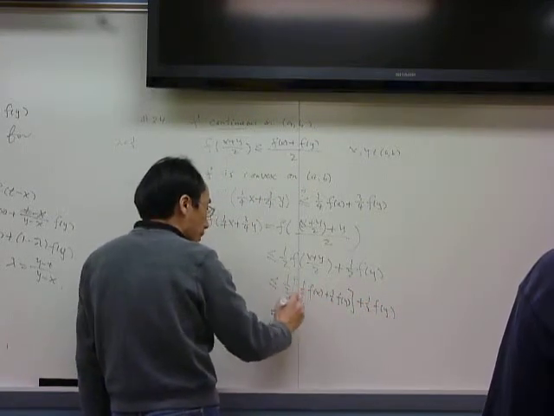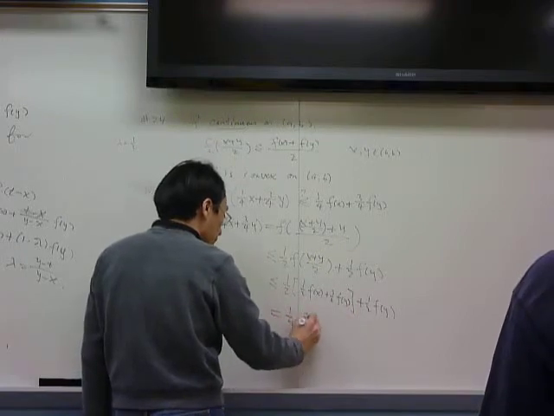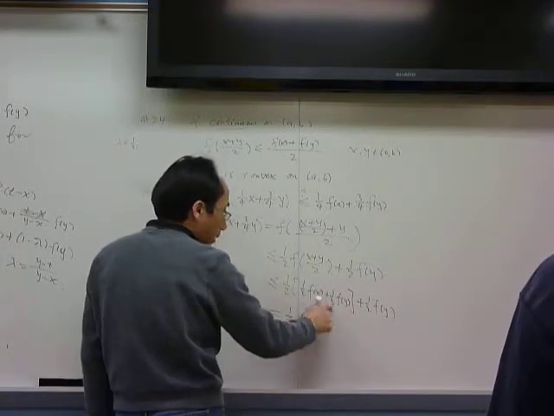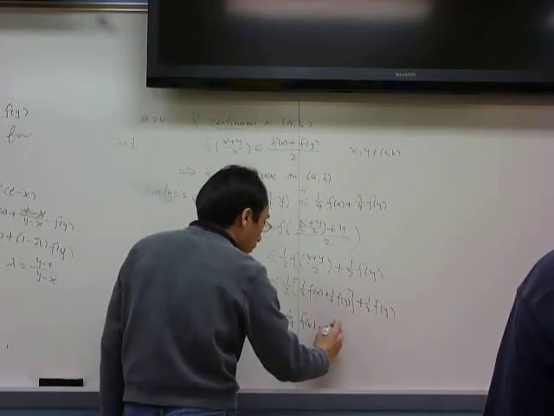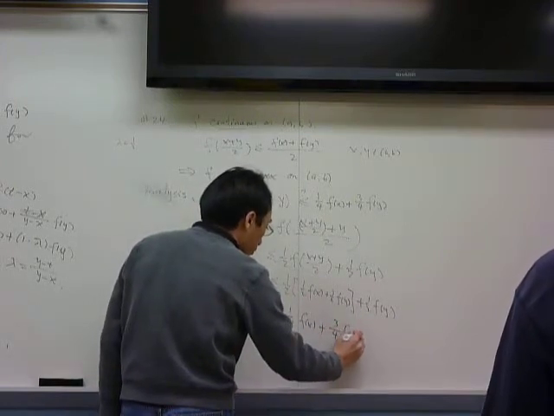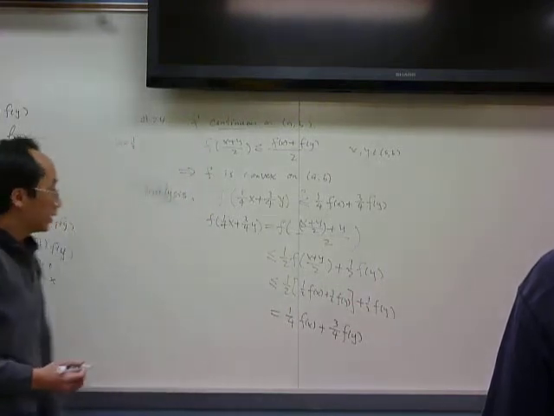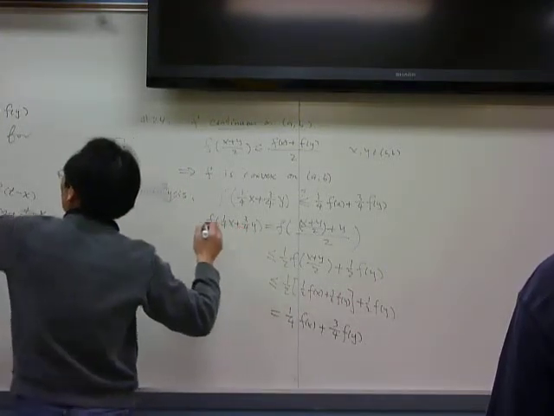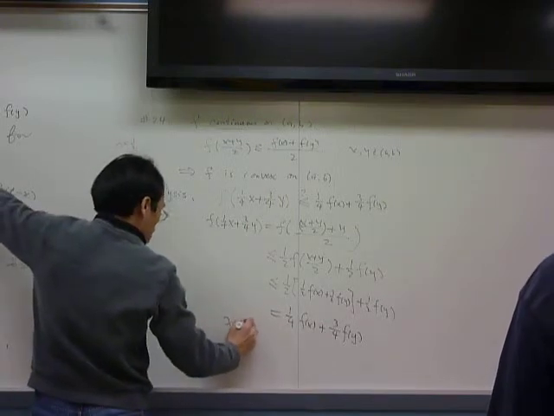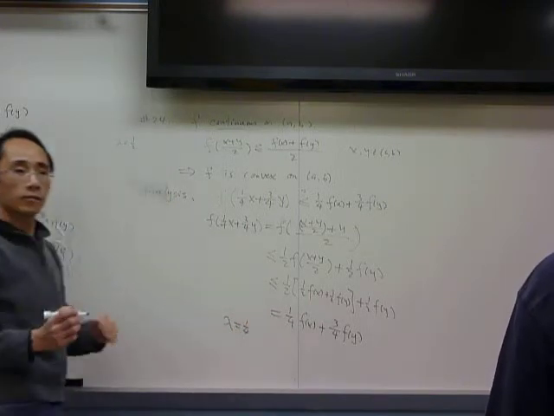So the 1 over 2 times 1 over 2, that's 1 over 4 f of x. And then 1 over 2 plus 1 over 4, that's 3 over 4 of f of y. So you just compare this. This inequality is true if lambda equals 1 over 4.